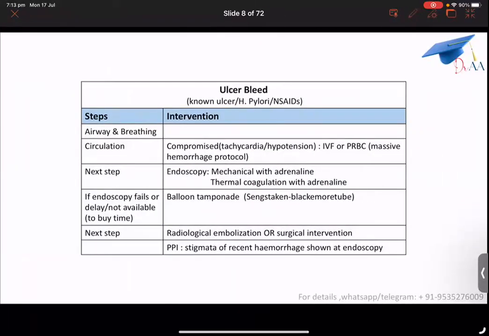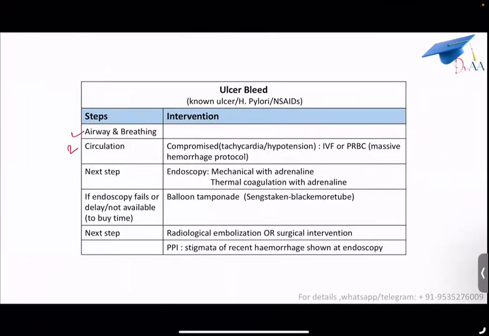So let's go step by step. First airway and breathing, then circulation. If compromised, then you're going for IV fluids or blood transfusion. Next step will be get an endoscopy done. If endoscopy fails or for some other reasons, you can do a balloon tamponade. You will just buy the time here. The next step will be radiological embolization.